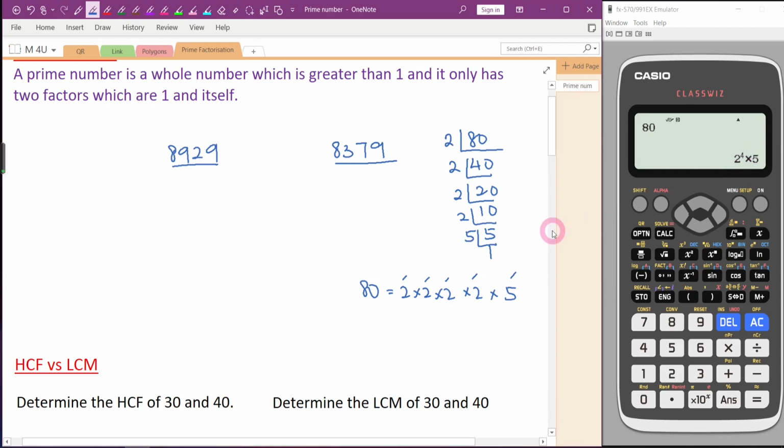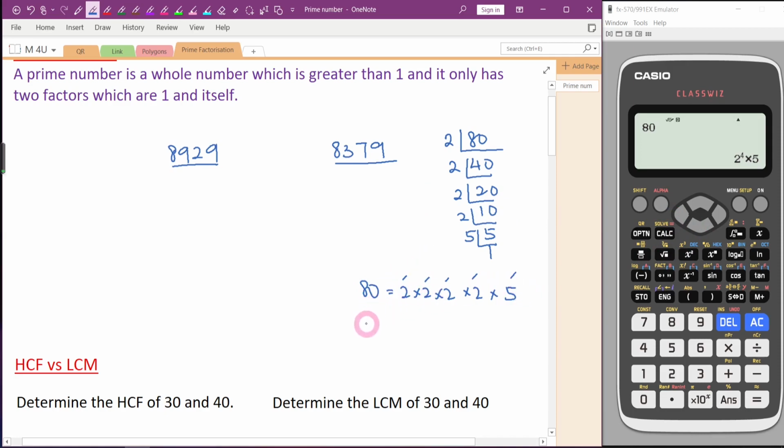Okay, this is one of the very useful features of this calculator, which is prime factorization, especially when the number becomes very large. We want to test whether the number is a prime number or not. It's very easy to use this calculator to test. Now let me show you. So definitely 80 is not a prime number because you can separate it into a few prime numbers, right?